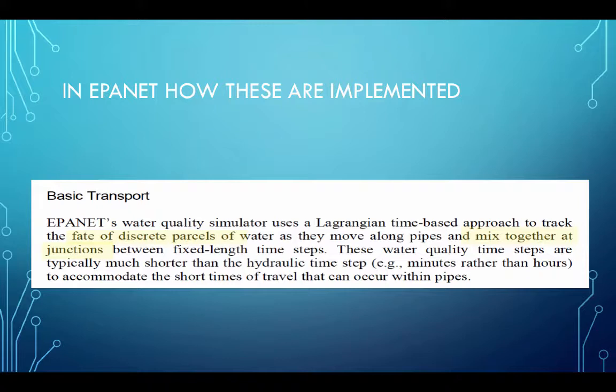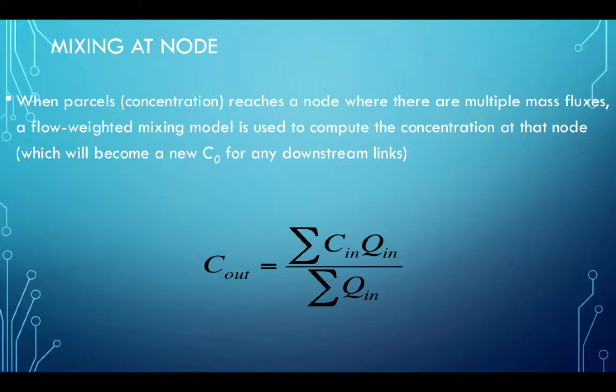The water quality time steps are much shorter than the hydraulic time step. So our hydraulic time steps in our extended period simulation were 1 hour, at least in the examples we've done so far. The contaminant time steps would be on the order of minutes, maybe 5 minutes or 1 minute. And that's to accommodate the relatively short travel times that occur within pipes. When the parcel concentration reaches a node, then there are multiple mass fluxes, and a flow-weighted mixing model is used to compute the concentration at that node. And bear in mind that node becomes a new C0 for any downstream link.